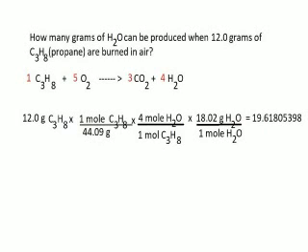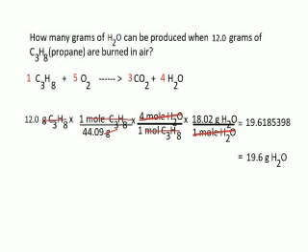So 12 times 1 times 4 times 18.02, that's everything on top, divided by 44.09, divided by 1, divided by 1, that's everything on the bottom, 19.61805398. Started with 3 significant figures. The weights both have 4. The mole ratio, of course, is perfect. So 3 significant figures, 19.6.